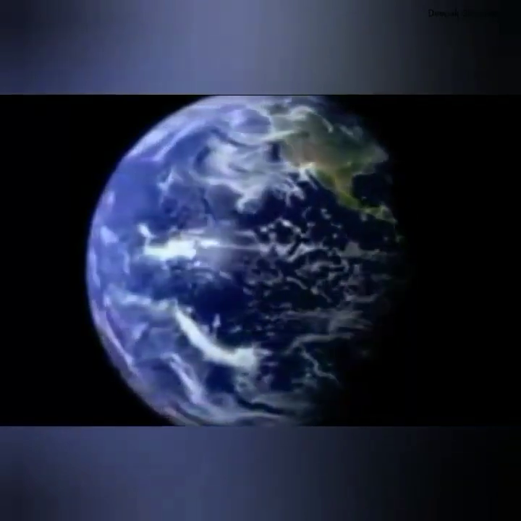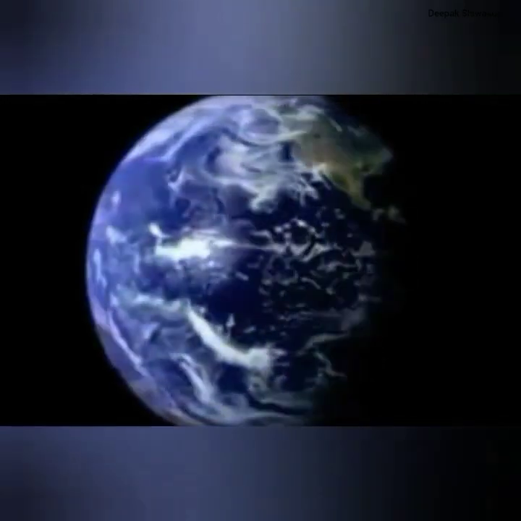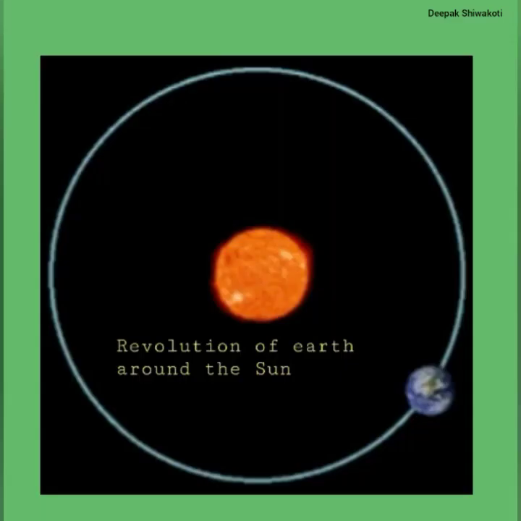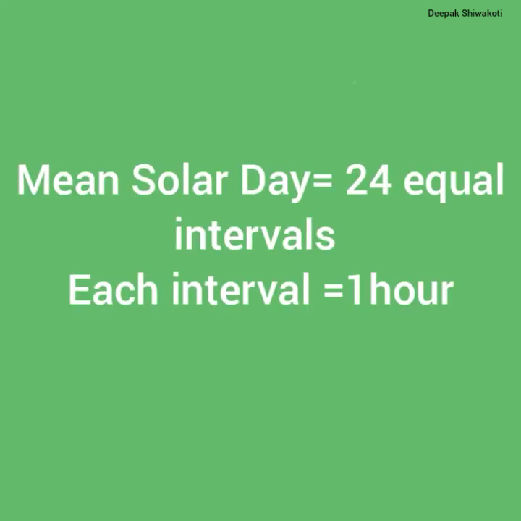We know that the earth rotates about its axis. Because of this rotation we experience day and night. At noon, the sun is at its highest position. The interval between two successive noons is called a solar day, and the average of all solar days in which the earth completes one revolution around the sun is called the mean solar day. The mean solar day is divided into 24 equal intervals, and each interval is called an hour.